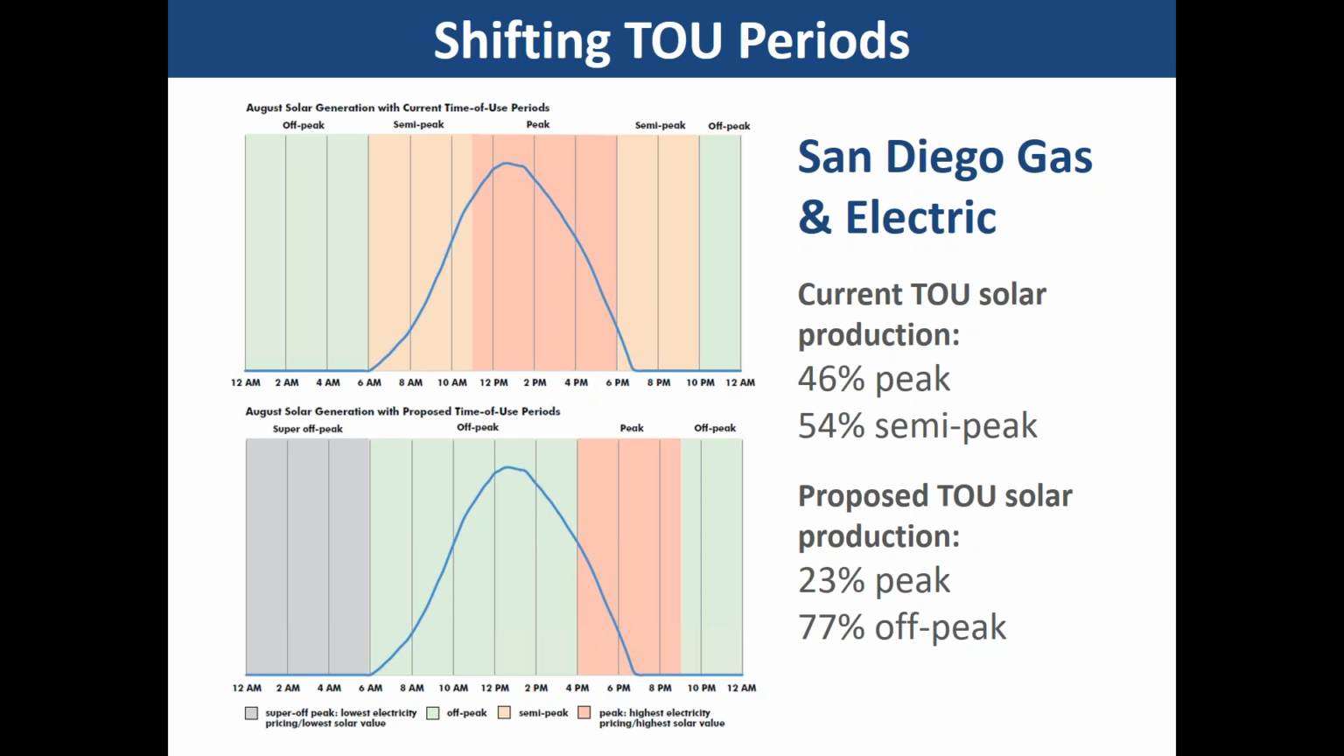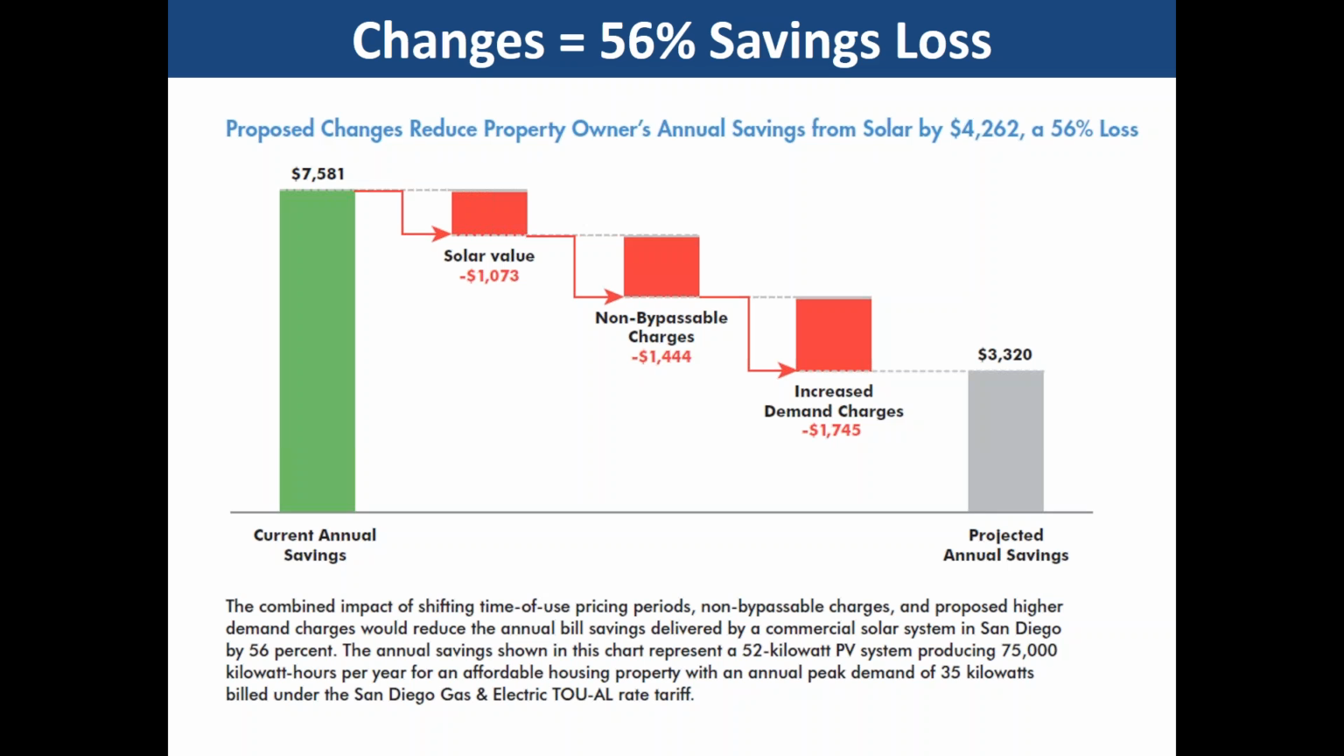So you can see this is a very big shift in what the economics look like as far as the pricing of electricity during those times and the price of electricity that you're going to be either offsetting on site or exporting to the grid. Your solar energy appears to be worth significantly less. And in fact, that's what the analysis found.